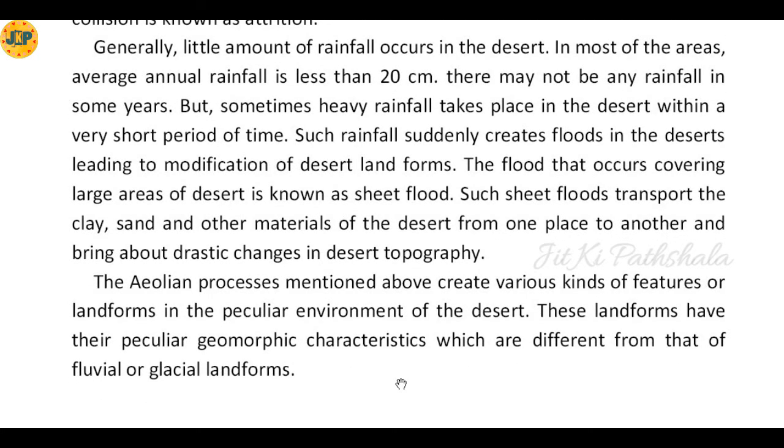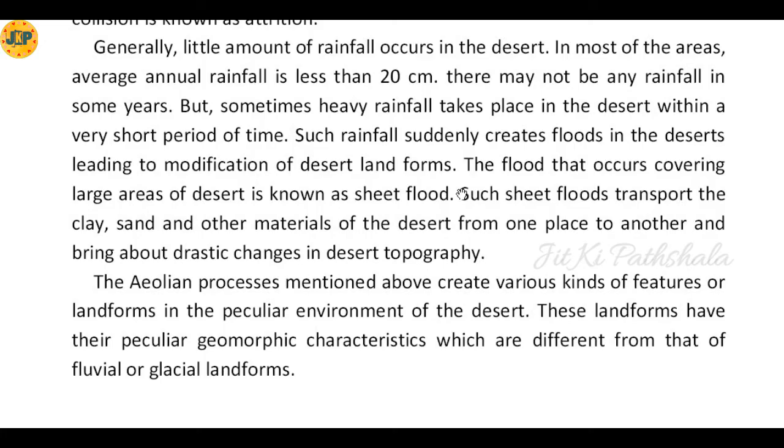Generally, a little amount of rainfall occurs in the desert, as we know that the amount of rainfall is very less in the desert area. In most of the areas, the average annual rainfall is less than 20 centimeter. There may not be any rainfall in some years. But opposite to that, sometimes heavy rainfall takes place in the desert area within a very short period of time, which can create even floods in the deserts, leading to modification of the desert's landform.